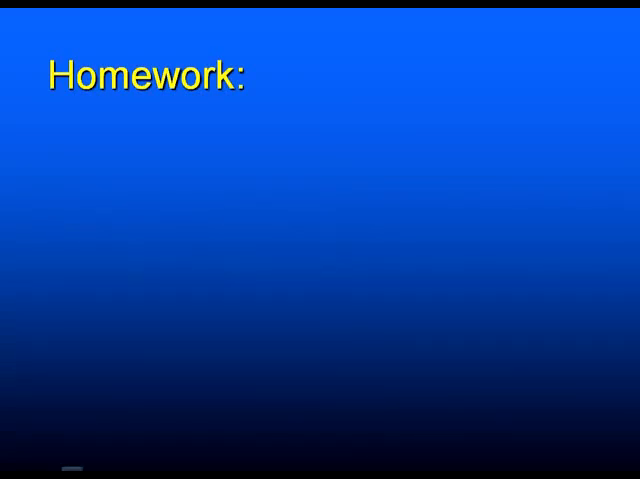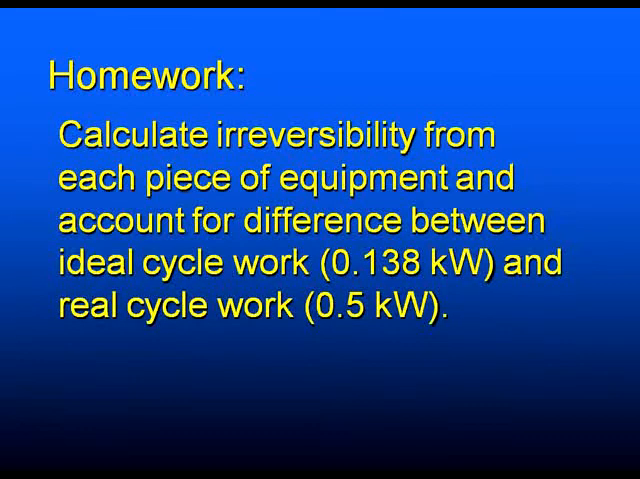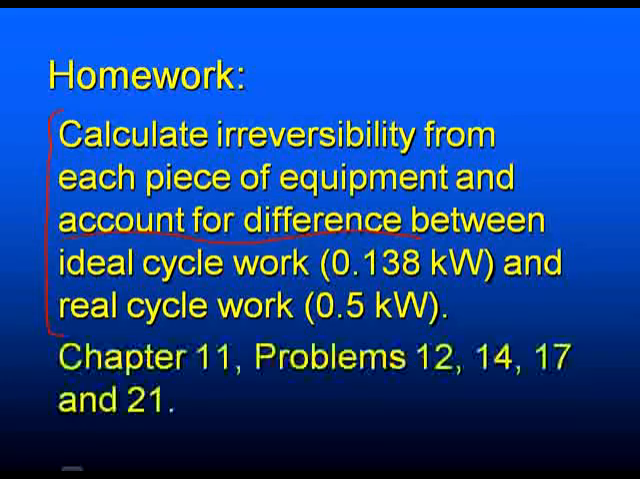So for homework, I'd like you to calculate the irreversibility from each piece of equipment. We started doing it, put up the balances. You just have to plug in the numbers and go through and account for the difference. We did this with the Rankine cycle. I want you to do it with the refrigeration cycle. Account for the difference between the ideal cycle work and the real cycle work, which was higher, 0.5 kilowatts. You should be able to find all those differences exactly.